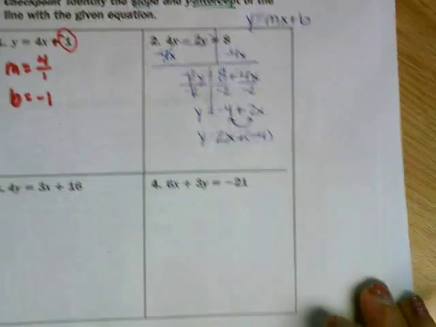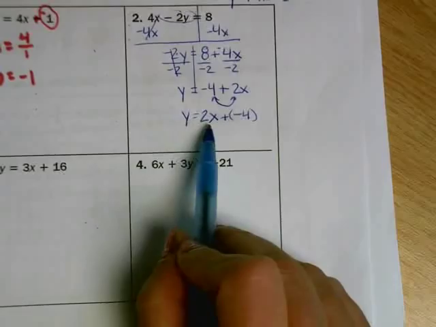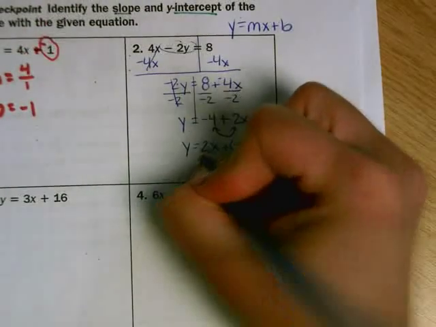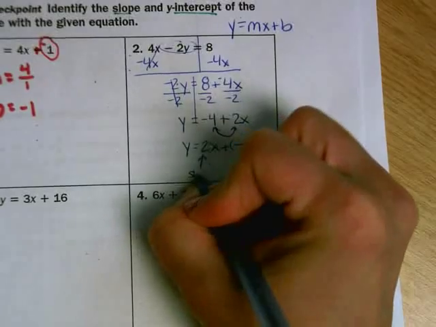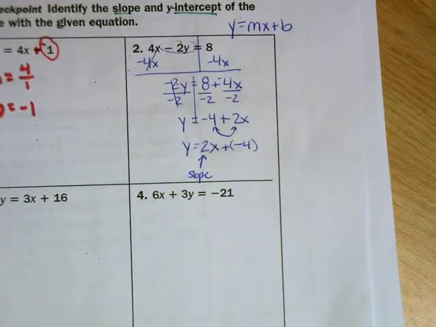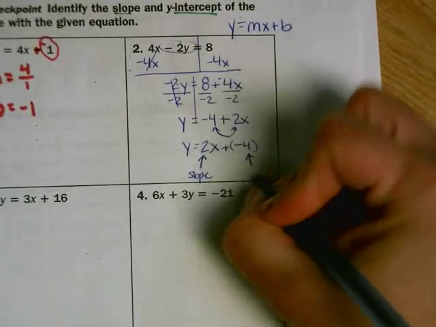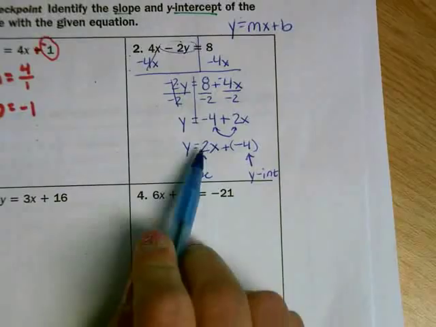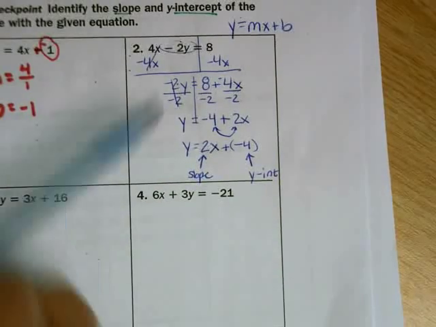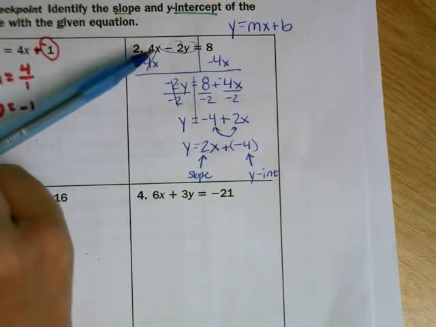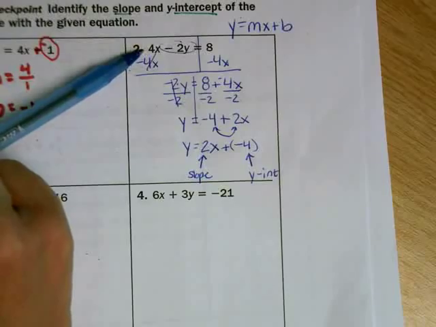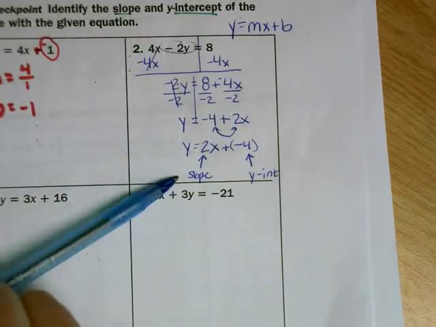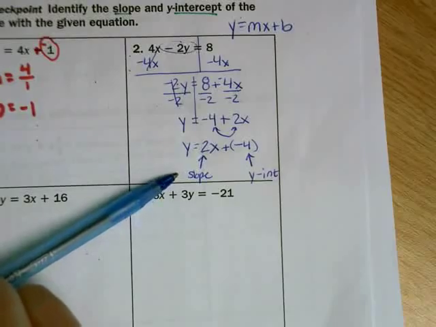If it is in this format, can we graph this now? Now do we know the slope? Which one's the slope? The 2. The 2 is the slope. Which one is the y-intercept? That -4. Y equals mx plus b. So the most we'll have to do is, if it is in this format, which we call standard form, we need to be able to put it in y equals mx plus b so that we can see the slope and the y-intercept.